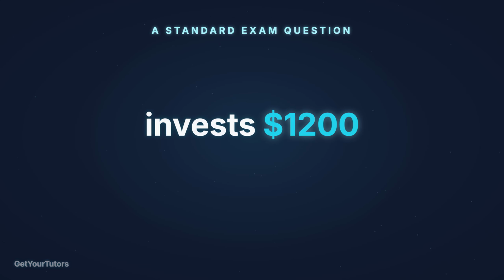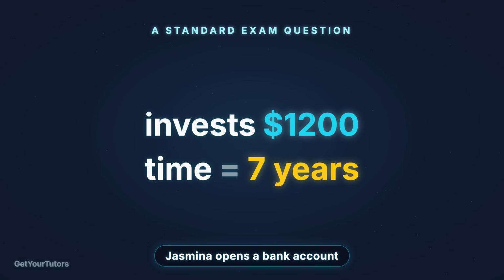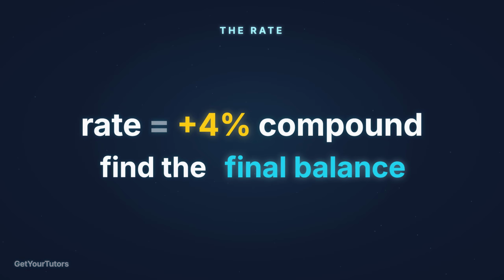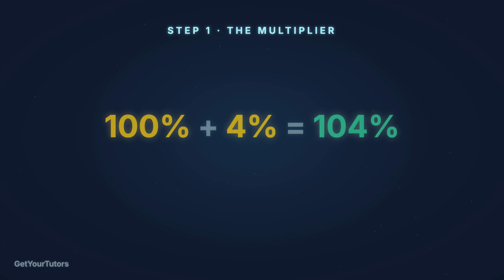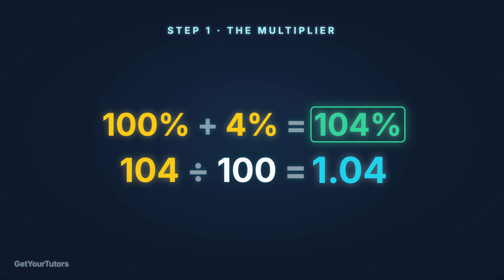Let us solve a standard exam question. Jasmina invests $1,200 in a bank account for exactly 7 full years. The account pays compound interest at a rate of 4% per year. Find the final balance to the nearest dollar. Step 1. Find the decimal multiplier. An increase of 4% equals a decimal multiplier of exactly 1.04.